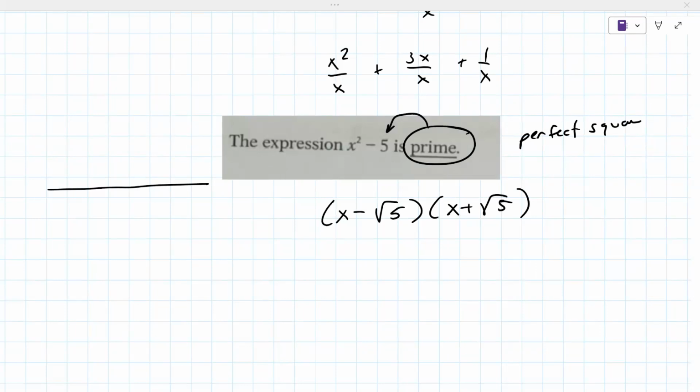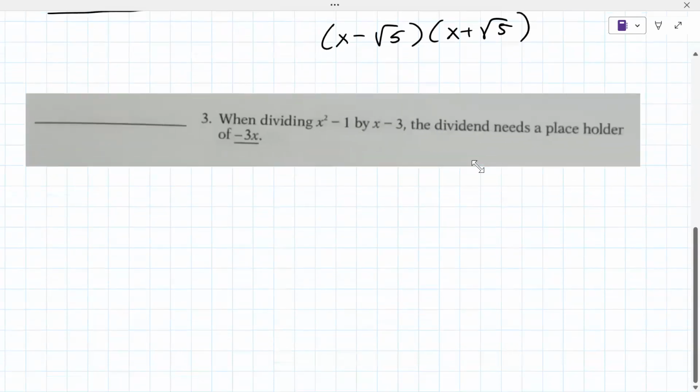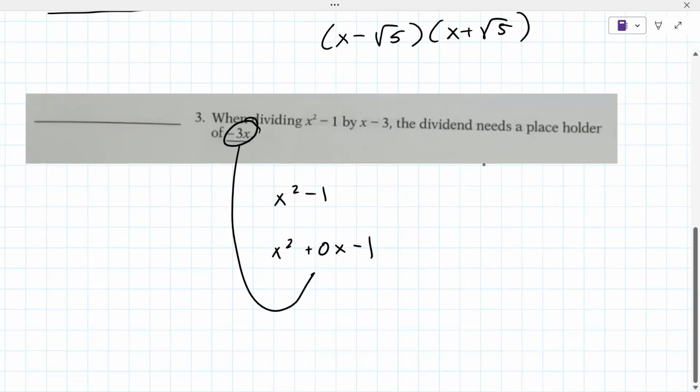Number three here. When dividing x squared minus one by x minus three, the dividend needs a placeholder of minus three x. So they're actually referring to this x squared minus one. What it really is, is x squared plus zero x minus one. So they're saying, should it be minus three x? And the answer is no. It should actually be zero x. So this is definitely false.